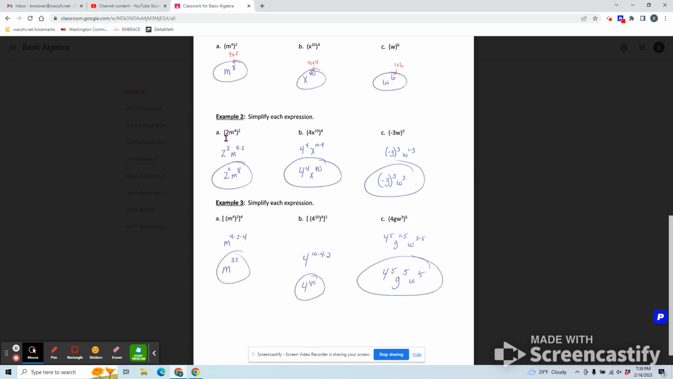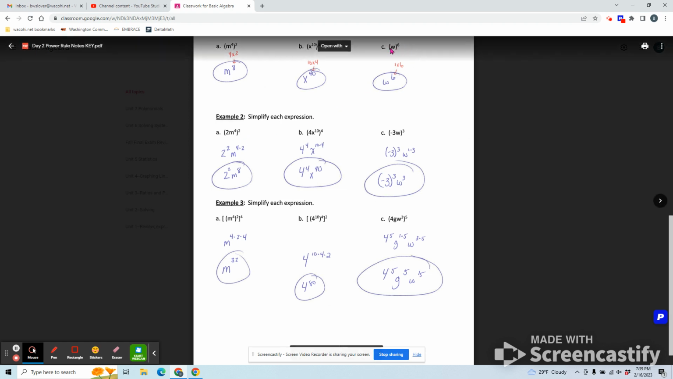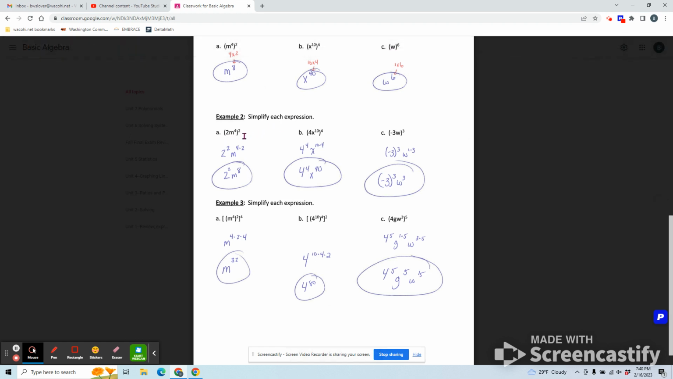So the 2 has an exponent of 1, just like the w had an exponent of 1 up here, and we multiplied it by 6. Same concept here. So 1 times 2 gives us 2. So we have 2 squared m to the 8th. Or if you want to, you could have written 4m to the 8th.